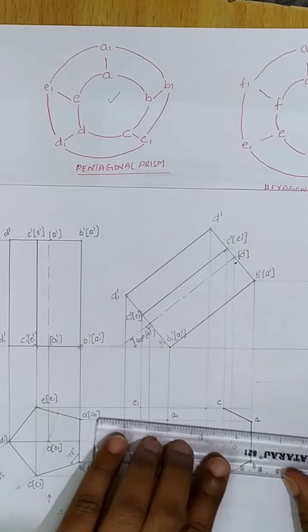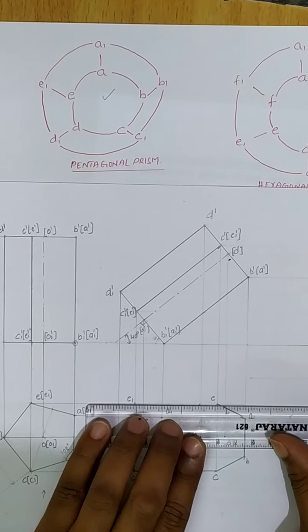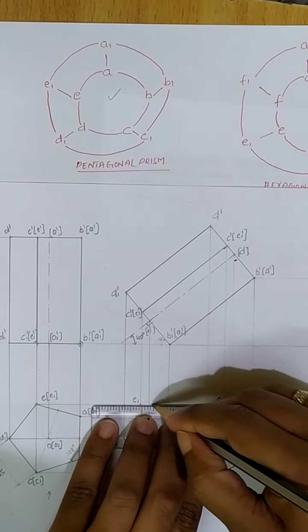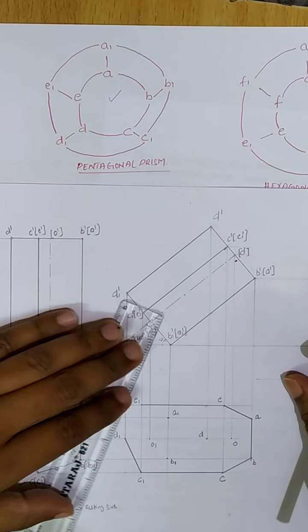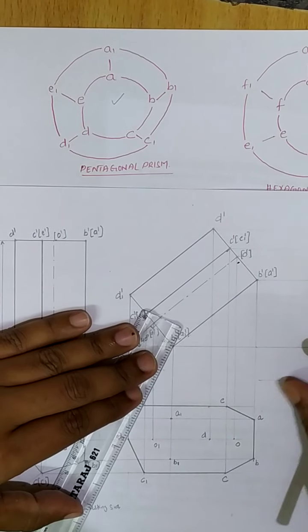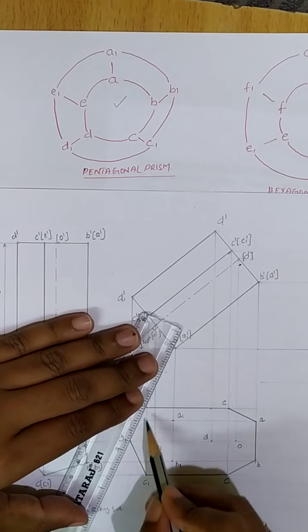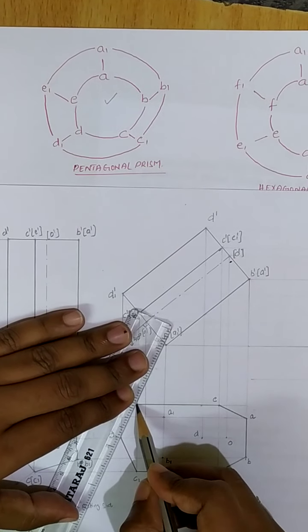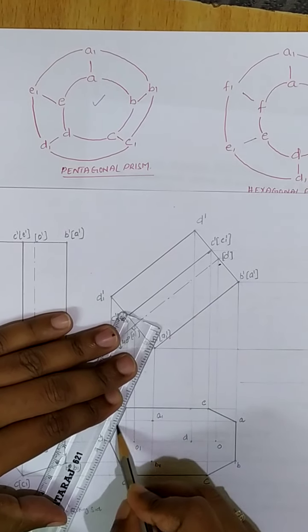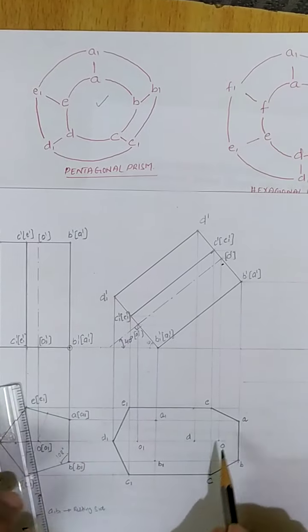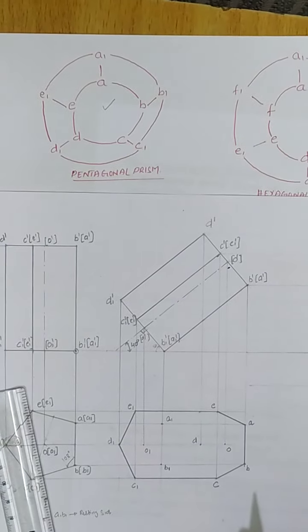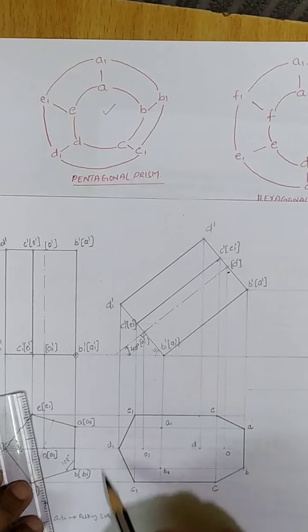So A is your boundary line. Then E to E1, that is again a boundary line. E1 to D1 is a boundary line. In this way, if I draw all the boundary lines, it forms a closed loop. So I have got the closed loop now.